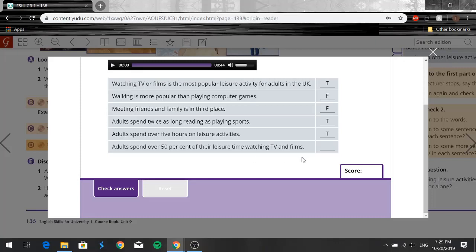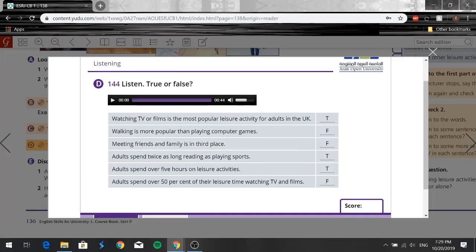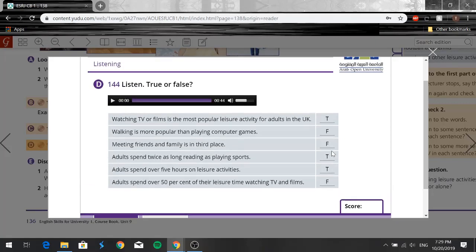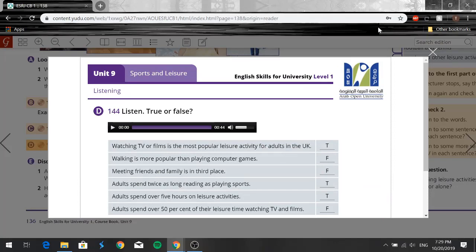Okay, so what are we going to do to find out? We'll say that 135, which is the number of minutes used for leisure time watching TV and films for adults, we'll divide it by 335, which is the total, and you get a little under 40%, which is not 50, so we'll say false. Okay, so one more time. First one's true, second is false, false, true, true, and false. Okay, so that was exercise D, you guys.